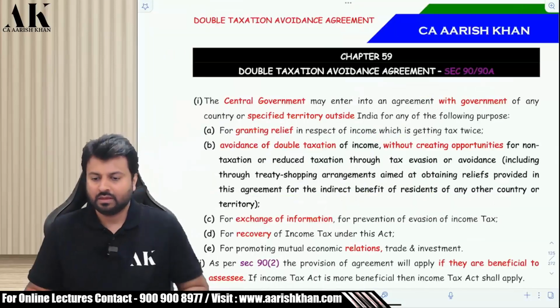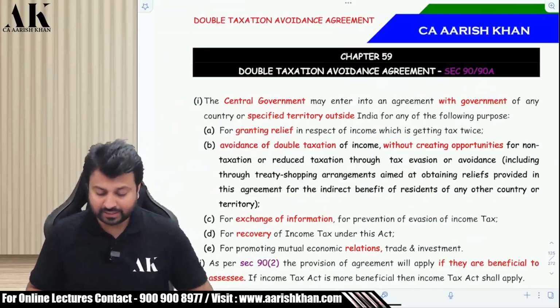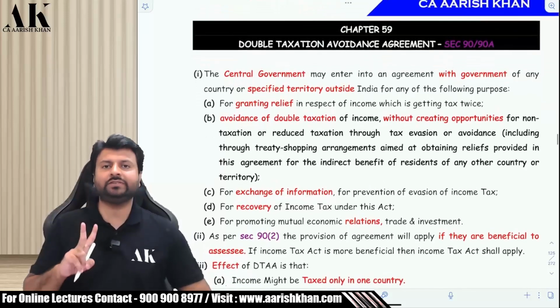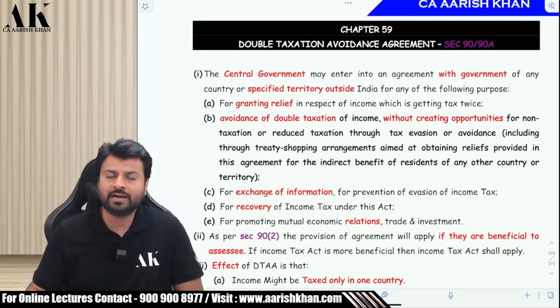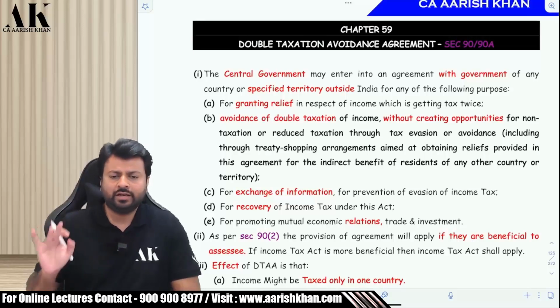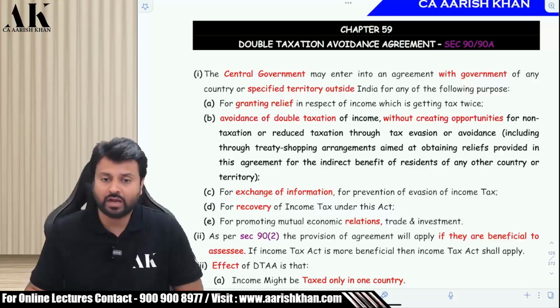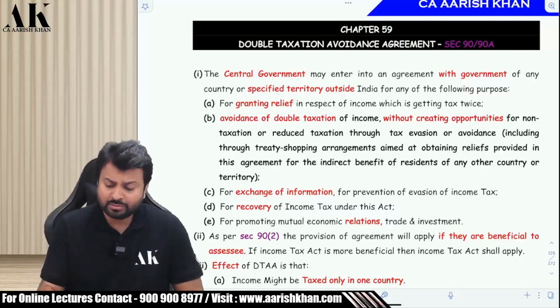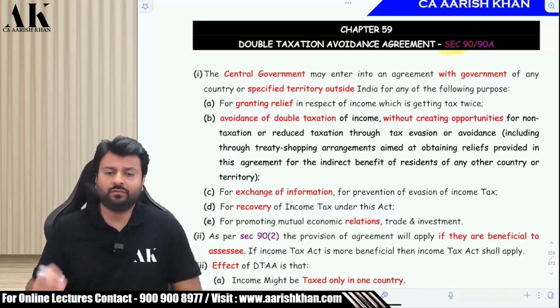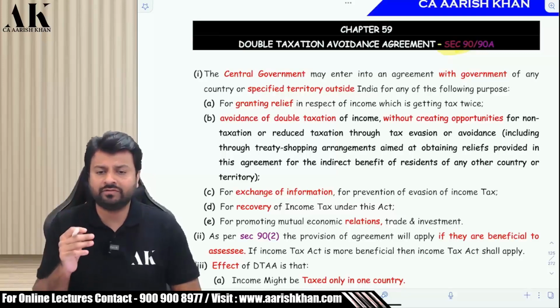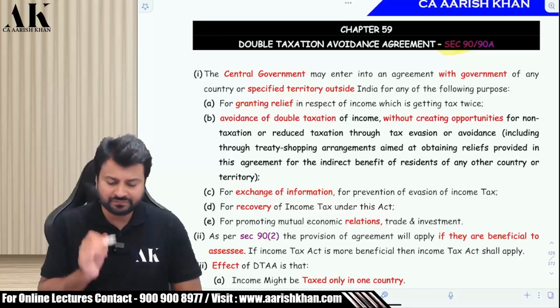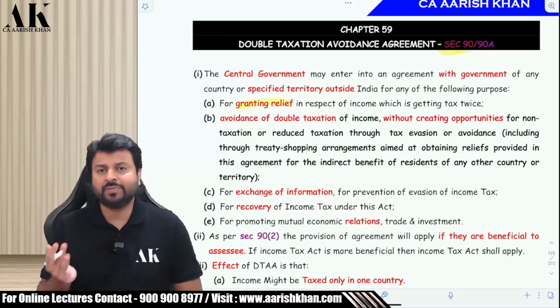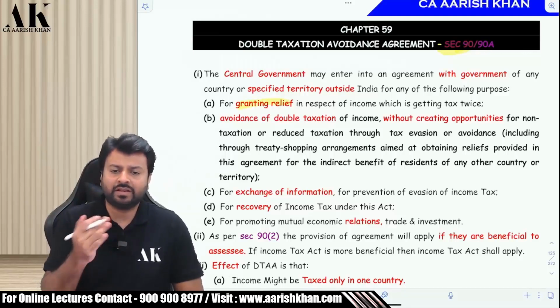Okay. So let's go ahead with the next topic, and that is double taxation avoidance agreement. There are two ways in which the government can give you relief. One is by entering into a DTAA, that is known as bilateral relief. One is without entering into DTAA, that is known as unilateral relief. Now, let's talk about first of all the bilateral relief, section 90. Why is a DTAA entered into by the government of India with the government of a foreign country and specified territory? There are multiple reasons. First, for granting relief with respect to double tax. If there is double tax, the government will grant you relief.